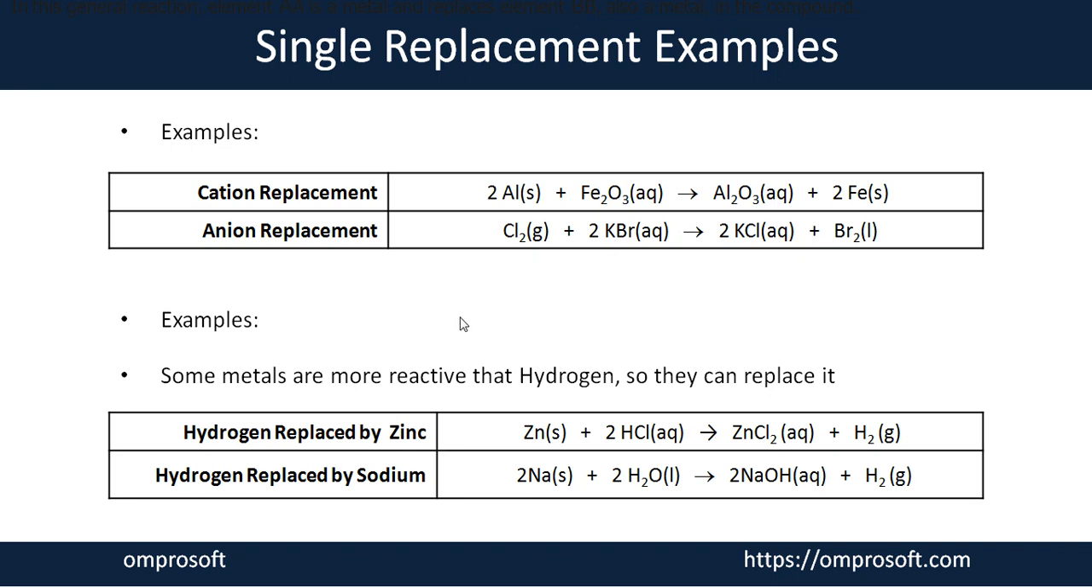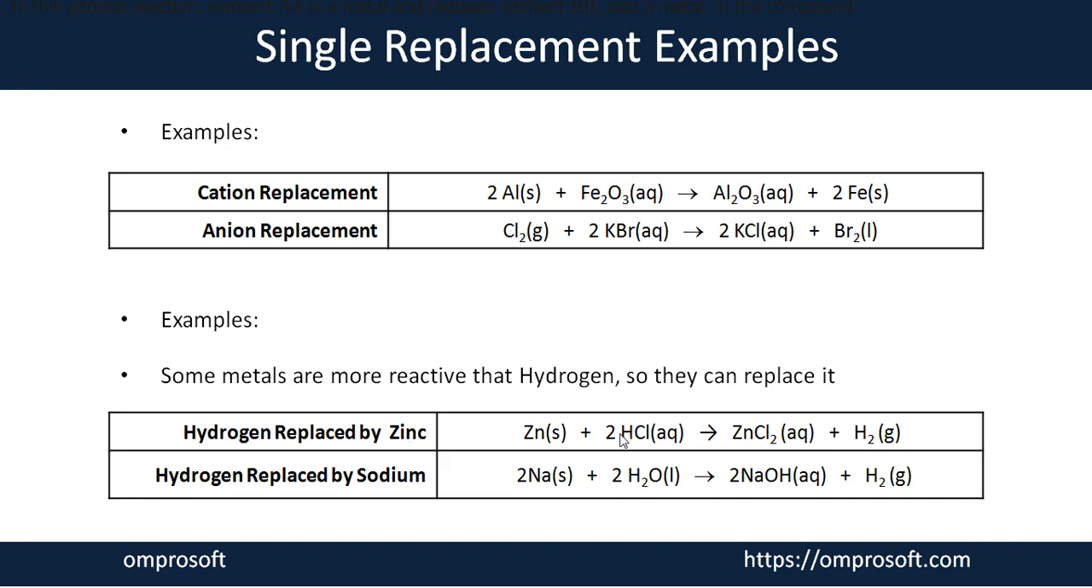Now I will share with you one more example, about more reactive metals with hydrogen. Hydrogen is non-metallic in nature, but it has a positive charge. That is why hydrogen is mentioned in the reactivity series, because some metals are more reactive than hydrogen. So hydrogen can also be replaced by some metals. This kind of reaction is also considered a single replacement, because you are replacing a single element and forming a different compound.